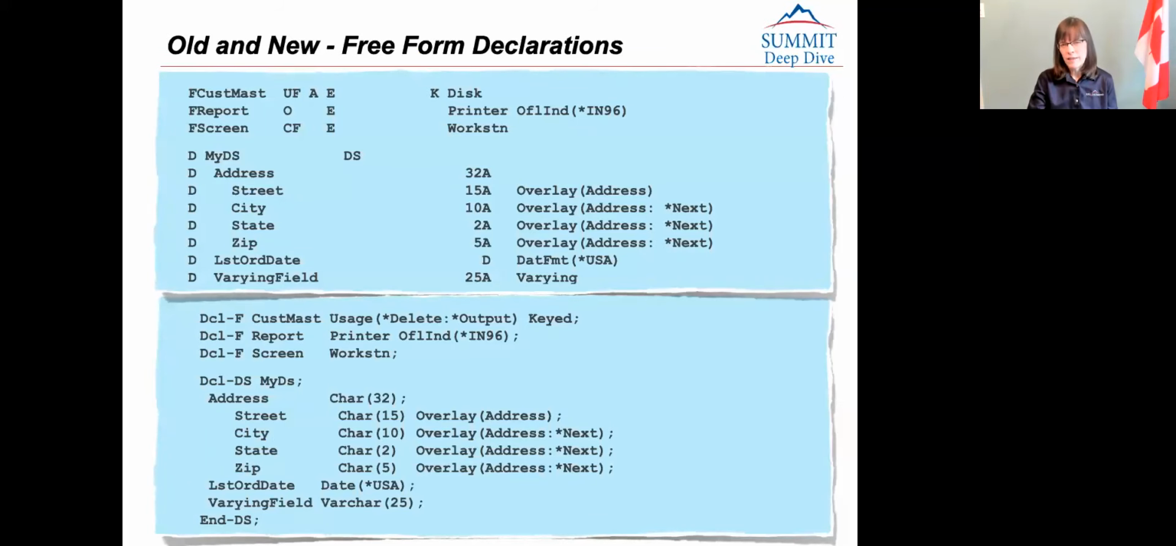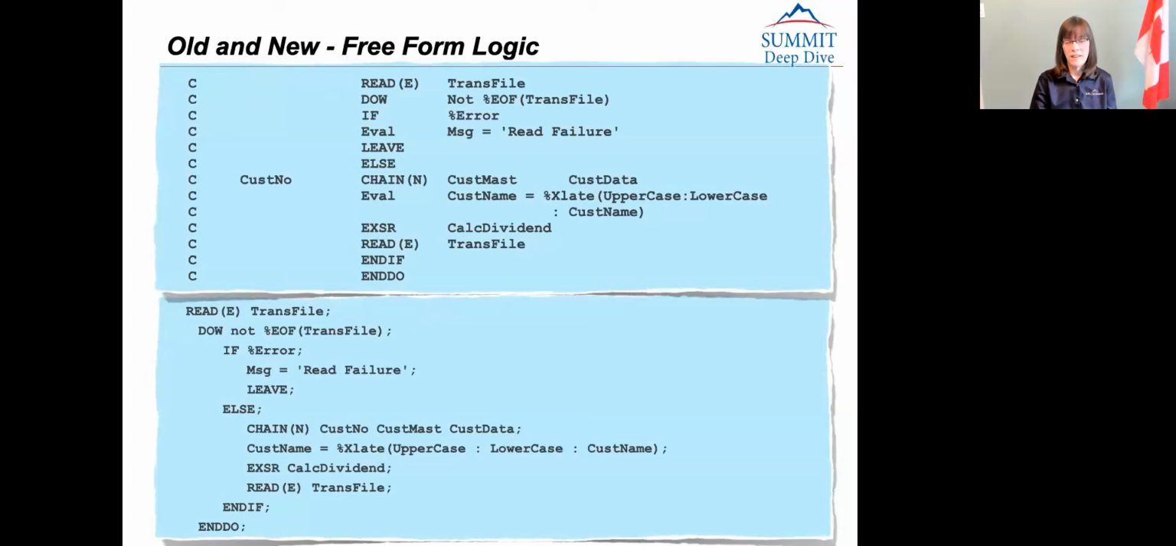So just a couple of quick examples. I'm not going to attempt to teach anything from this chart and the next one. It's just a quick side-by-side comparison. So first of all, I'm talking here about the declarations. You see the old fixed form ones with the F and D specs, and then the freeform declarations afterwards. Not a huge difference other than the fact that things just move around, with the exception of the F specs, where there's probably a really huge difference. I'm going to talk about that in a lot more detail later.